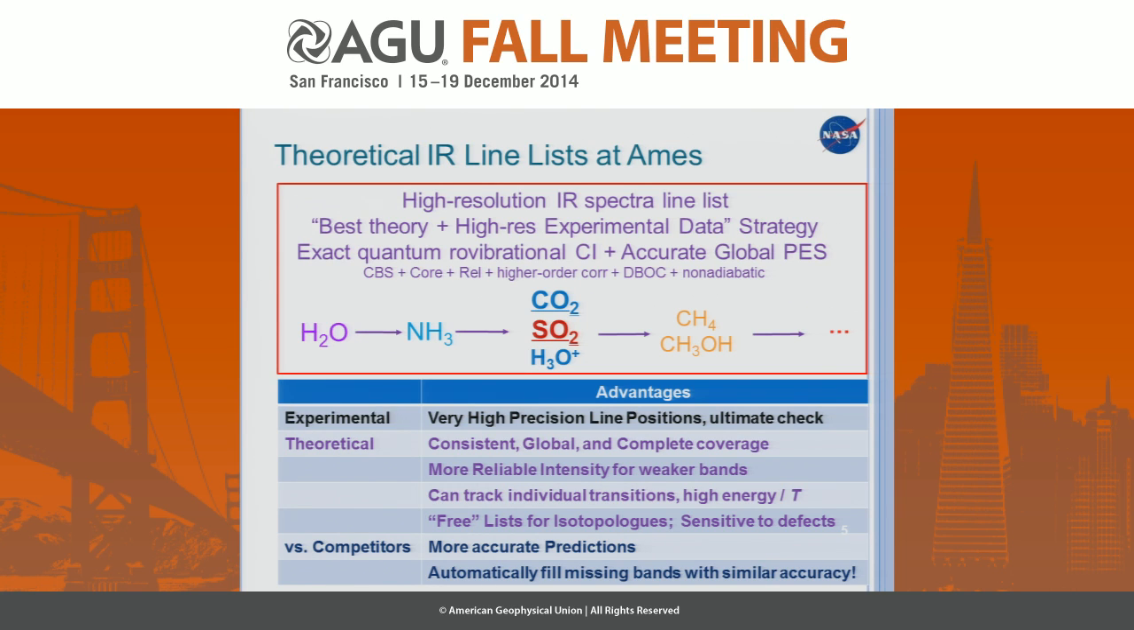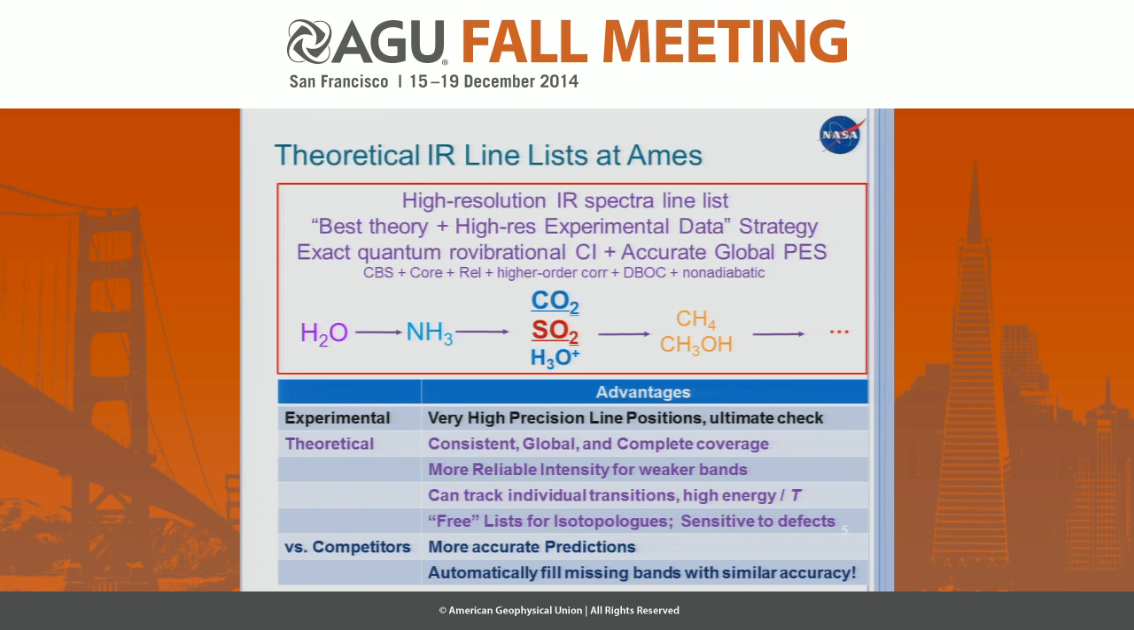We are able to give more reliable intensity predictions, especially for weaker bands, because we can track every individual transition. So we provide more consistent spectral simulations at different temperatures and other conditions. Also, we can generate line lists for isotopologues essentially free, and our approach can be used easily to detect errors and defects in existing experimental analysis models. I will show you some examples.